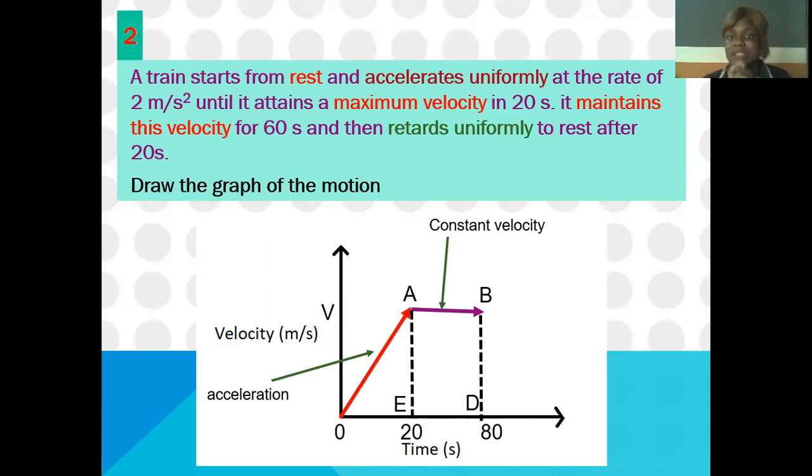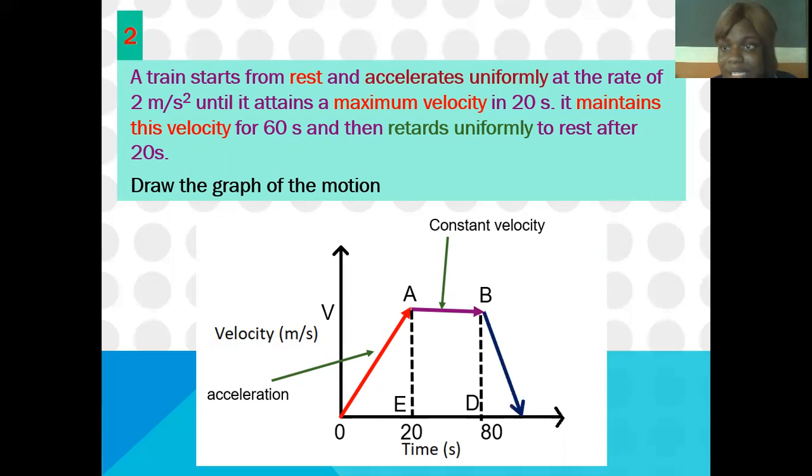We've drawn the constant velocity, or the uniform velocity, part of the graph. Now, the body retards. Probably some vehicles in front of it began to pile up and they were stopping because of maybe an obstruction in front or something. So the body has to now come to a stop. The train retards. So the person manning the train retards uniformly to rest in 20 seconds, after another 20 seconds.